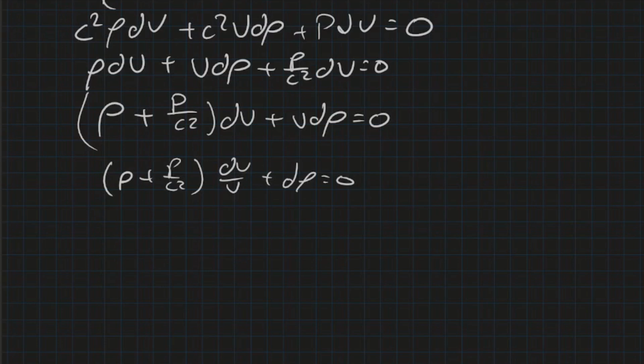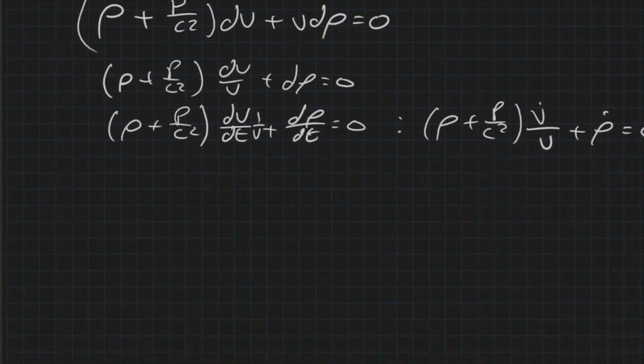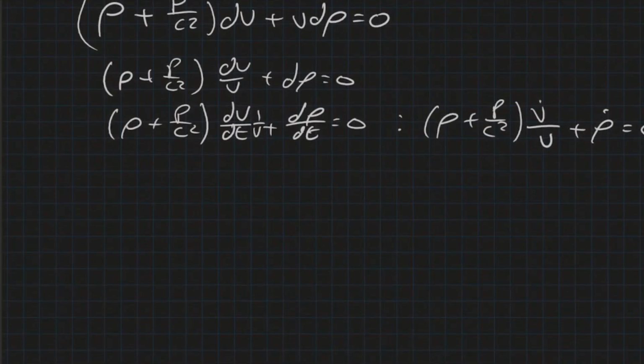Similarly, we may now introduce a time dependence by dividing through by the infinitesimal dt. It should be noted as well that most of these actions are crimes in mathematics, but because we're physicists, we can do what we want. And an alternative notation for this is rho plus P over c squared, V dot over V, plus rho dot is equal to 0. And this is nearly the form of the fluid equation.